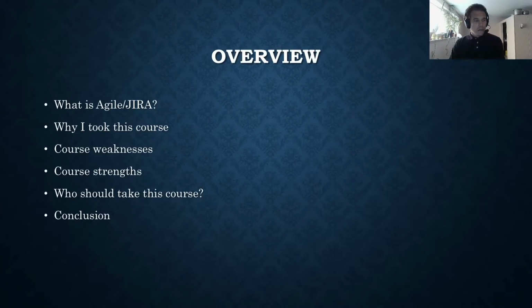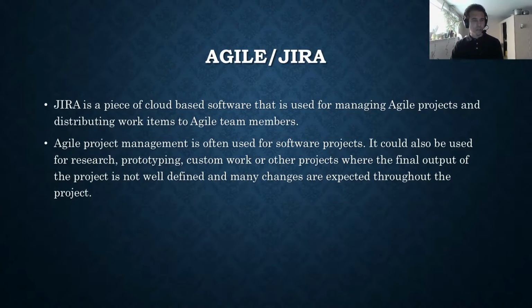In this video I'm going to discuss 6 different things. I'm going to start with just a brief discussion about Agile project management and JIRA and kind of what the software is, what this training's all about. Then I'm going to talk about why I decided to take this course. I'm going to talk a bit about the weaknesses of the course. Then I'm going to talk about the strengths of the course. I'm going to have a discussion about who I think the intended audience is for this course, and then we're going to conclude. So to start, we're going to talk about Agile and JIRA.